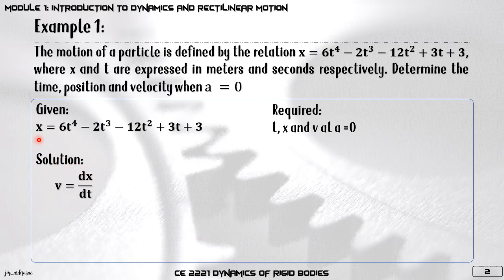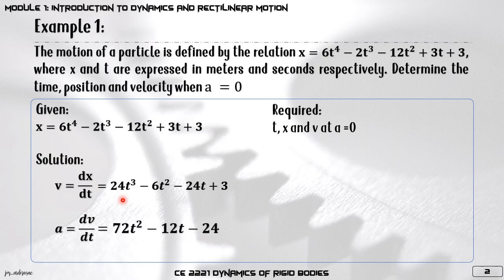So from our given equation x, the derivative now is equal to 24t^3 - 6t^2 - 24t + 3. Likewise, the acceleration is the derivative of the velocity, which is a = dv/dt. So from our derived equation of the velocity, we again derive this equation, giving us a value 72t^2 - 12t - 24.